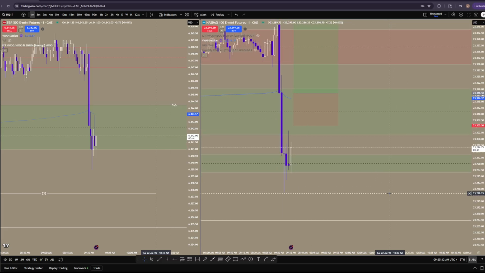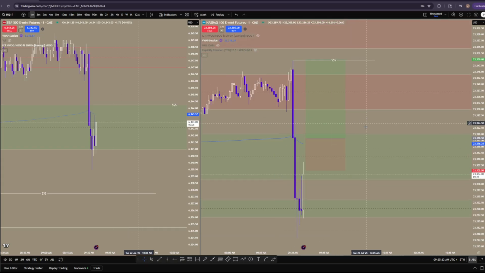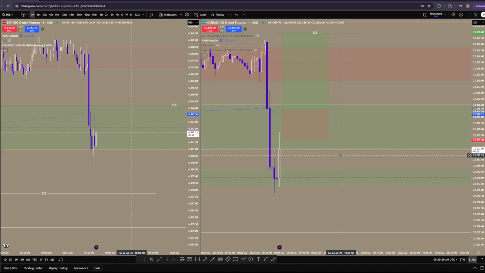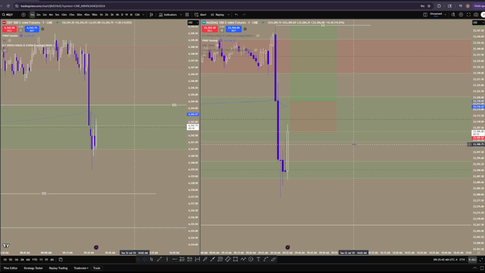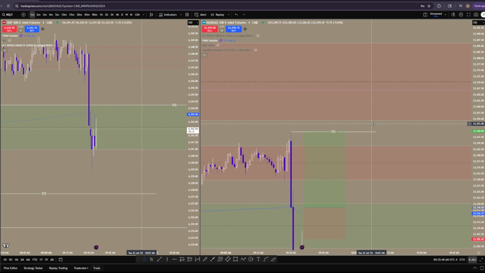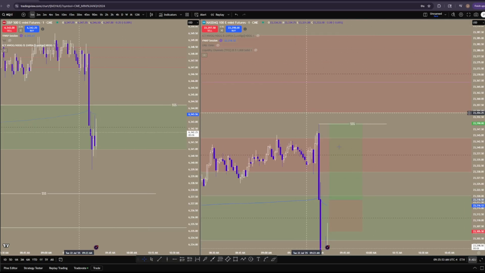So we're just going to stay pretty patient right now. Going to stay very patient. But yeah, if we did get inversion back up, could be a little scalp opportunity back up to that 350 level. And then from there, we would be expecting Asia high to get taken at that kind of 750 level. And then I would expect a move back down from that Asia high level.